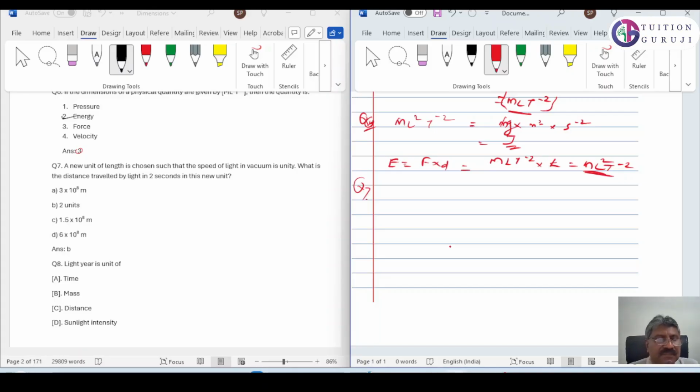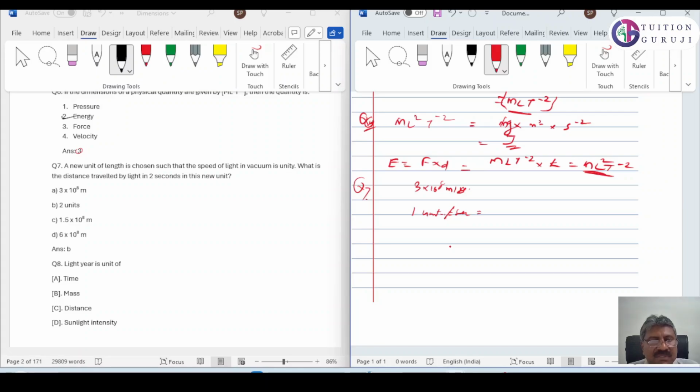So here, what is given? We know the speed of light is 3 into 10 raised to 8 meters per second. But here, for the new unit, the speed of light in vacuum is given as 1 unit. So the speed of light means 1 unit per second.